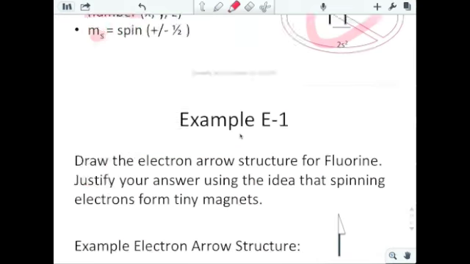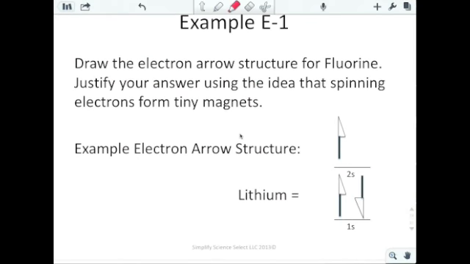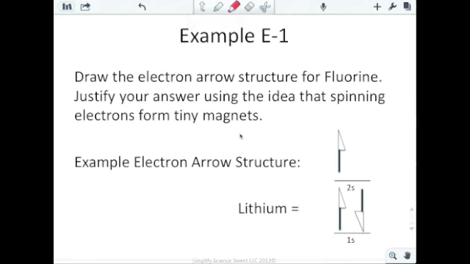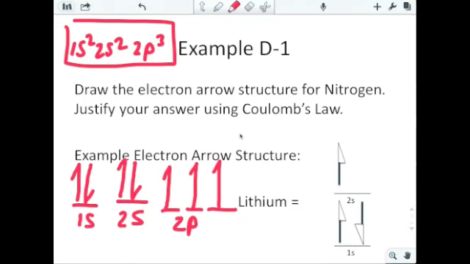So an example of this: it says draw the electron arrow structure for fluorine and justify your answer using the idea that spinning electrons form tiny magnets. Basically, as an electron spins, it forms a north and a south pole, and it creates this. We've already done our example of fluorine, and there is the one we did for nitrogen.